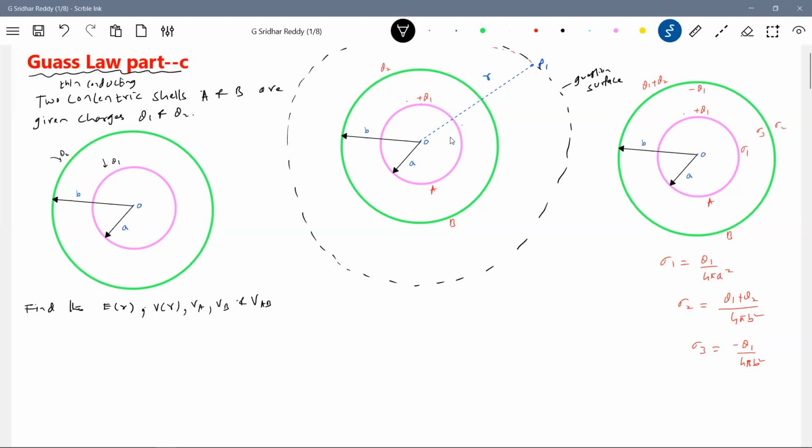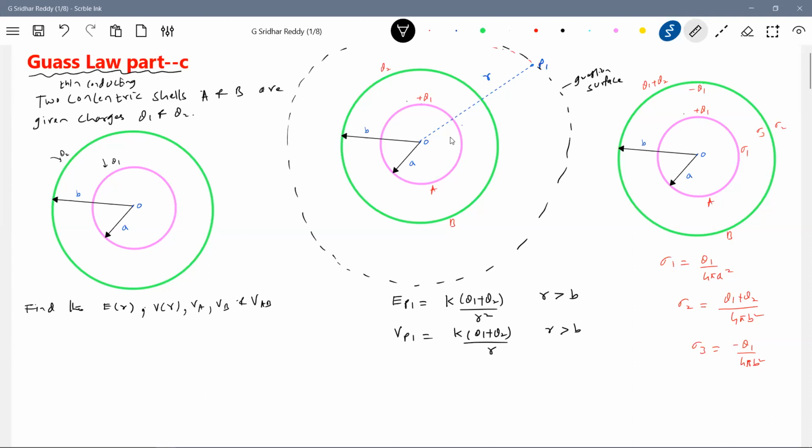So now we know the electric field strength EP1. This should be equal to K times Q1 plus Q2 by R square, where R should be greater than B, as the point lies outside. Similarly, the potential is K times Q1 plus Q2 by R. Okay, I agree this. I'll come to it later.